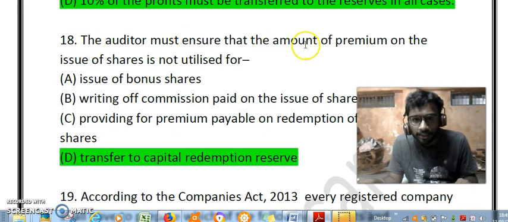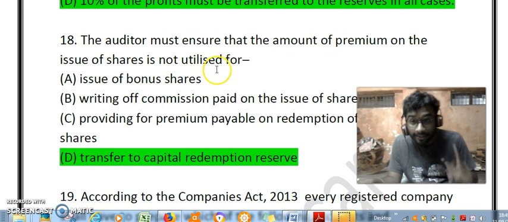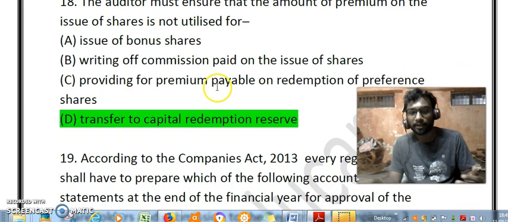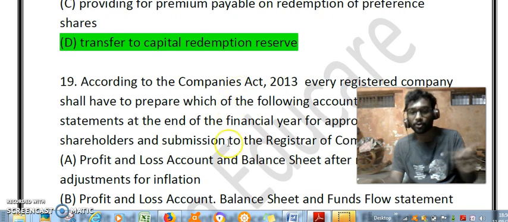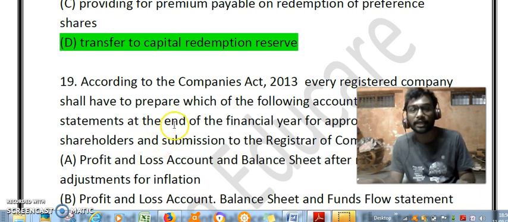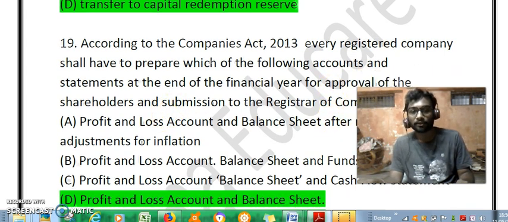The auditor must ensure that the amount of premium on the issue of shares is not utilized for which purpose. According to the Companies Act 2013, whatever the amount of premium that we are getting for the issue of shares, it can be utilized for the issue of bonus shares, for writing off the commission paid on the issue of shares, and for providing for premium payable on redemption of preference shares. But the amount should not be transferred to the capital redemption reserve in the case of premium received on the issue of shares. I hope you clearly understood, right? Yeah. Next.